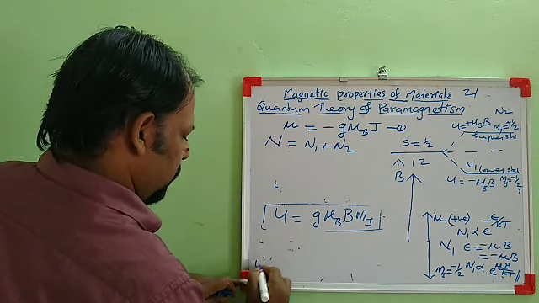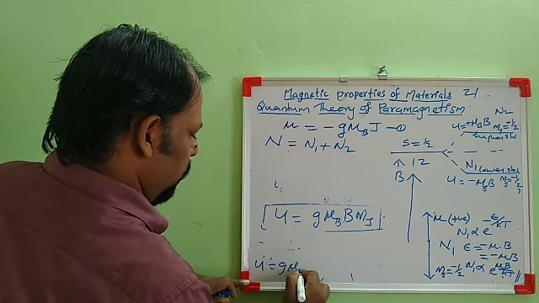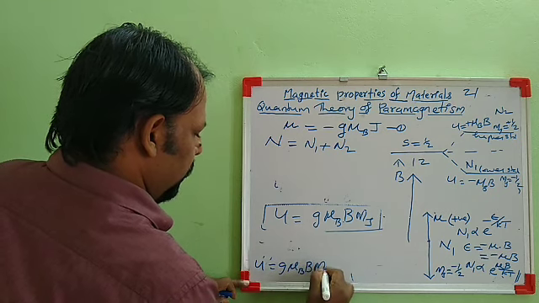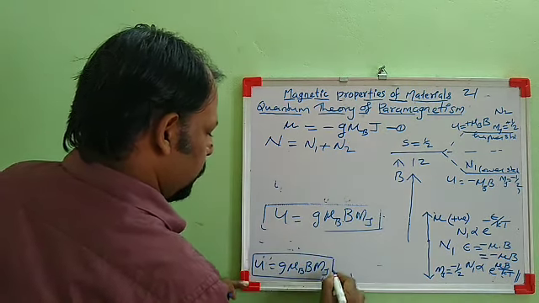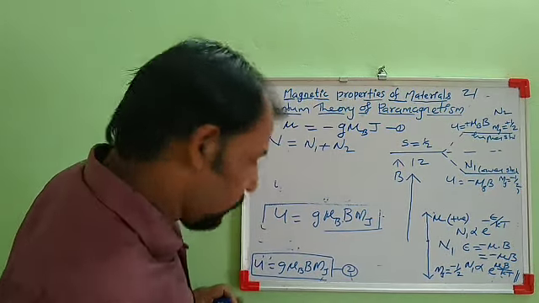I am writing this equation here. U equal to G mu B B Mj. This is equation 1 and this is equation 2. I am writing it here.